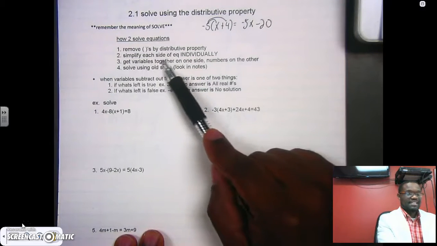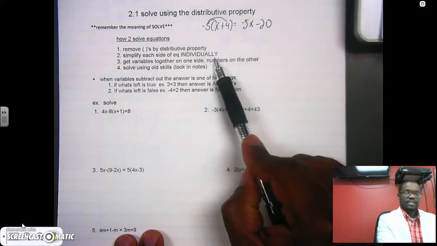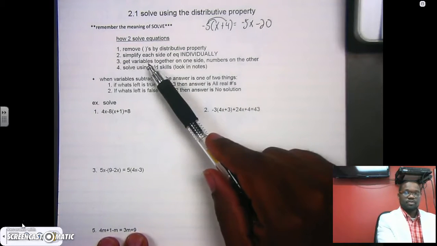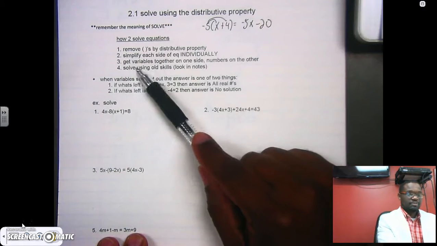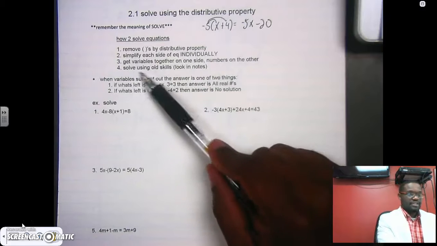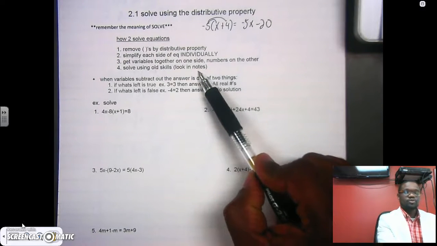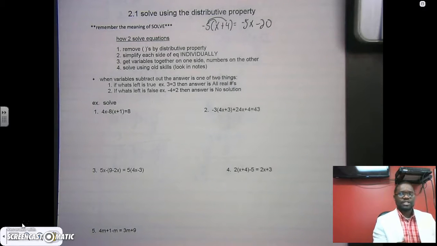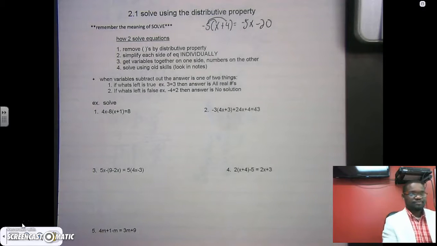We're going to simplify each side of the equation individually, meaning if there are any like terms, combine them before we start moving things across the equal sign. Like step 3, get your variables together and your numbers together on one side. And this says solve using old skills. Look at notes. What that means is look in your old references, because most of our problems are going to come back to look like something we've done before, two-step equations or something like that. So let's really get into it and see what happens here.